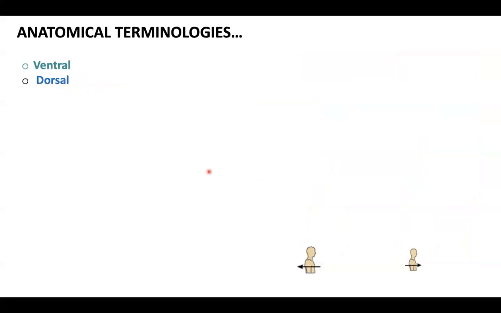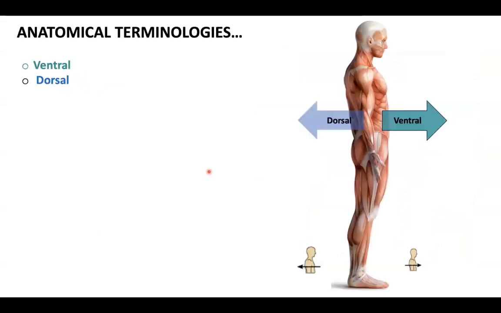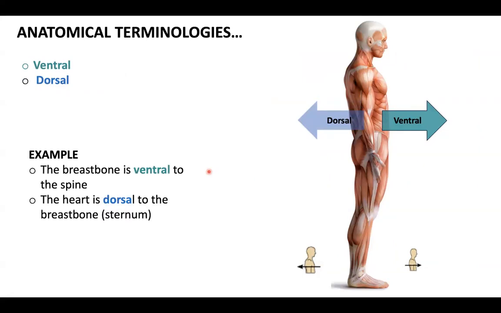And the next two terms are ventral and dorsal. So ventral means anterior or near the front, and dorsal means posterior or near the back of our body. So for example, sternum is ventral to the spine. So the spine lies dorsally and sternum lies ventrally. So the sternum is ventral to the spine.